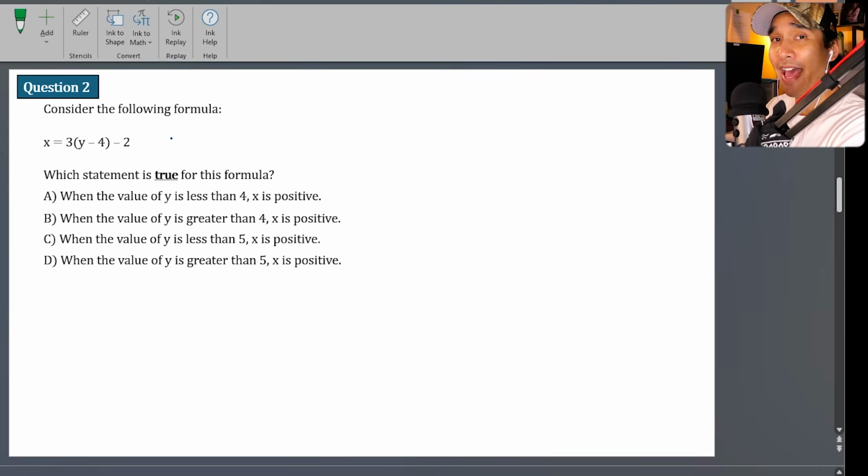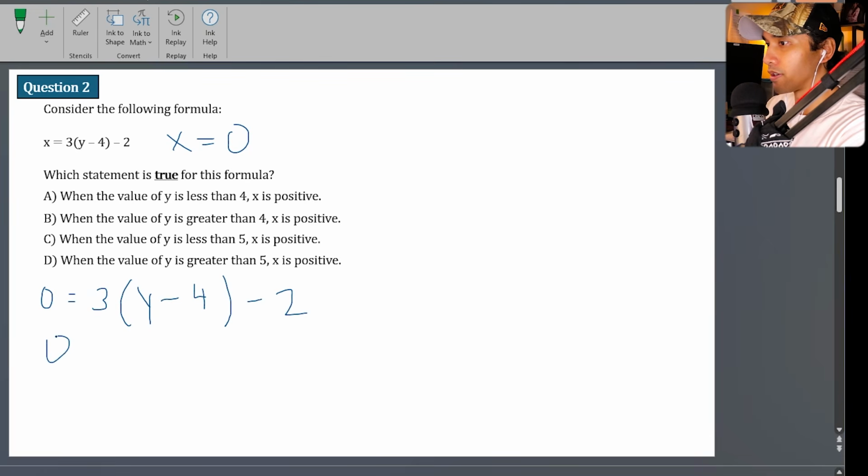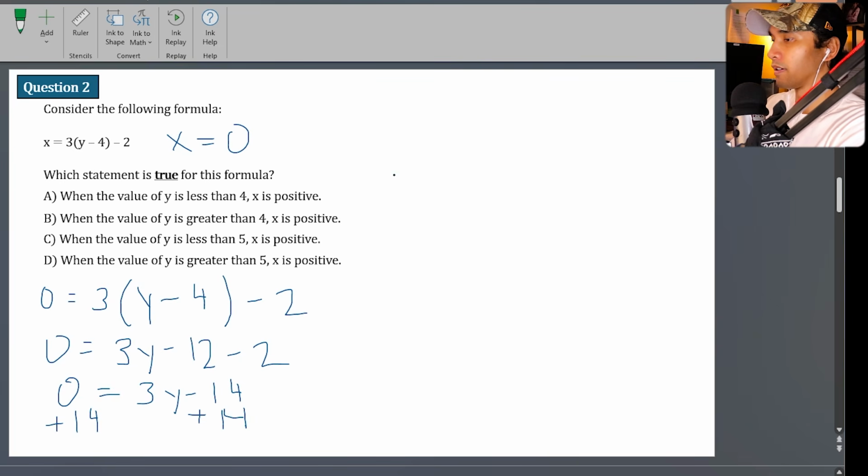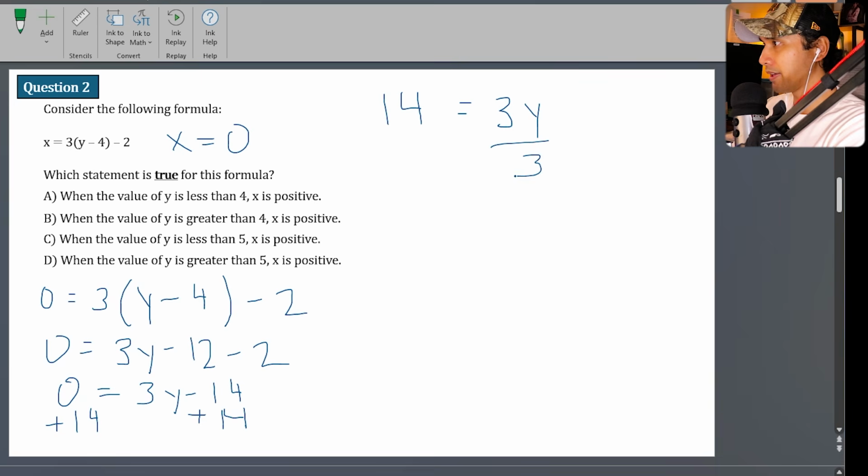So what we would do is set x equaling 0. And then when we do that, we solve and get y. So let's go ahead and do that over here. 0 equals 3 times (y minus 4) minus 2. 0 equals 3y minus 12 minus 2. Then we get 0 equals 3y minus 14, plus 14, plus 14. And then we get 14 equals 3y. Then we divide by 3, and then we get y equals 14 over 3.